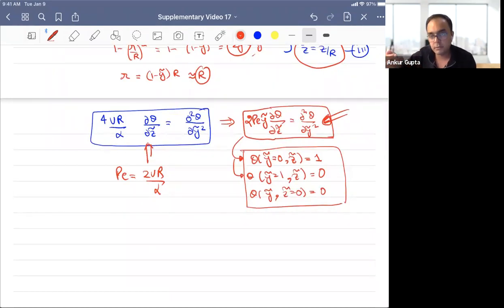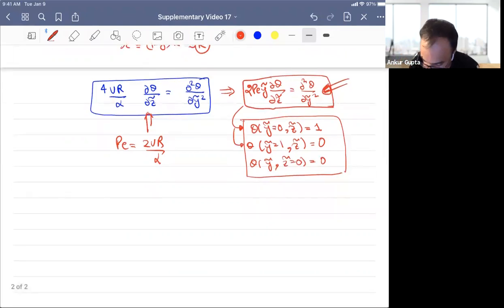But here now we have removed the variable R to make it a Y tilde, that is distance from the wall. And then we have converted the boundary conditions, again one boundary condition in Z and two boundary conditions in Y, to solve the problem. So this is the problem setup.